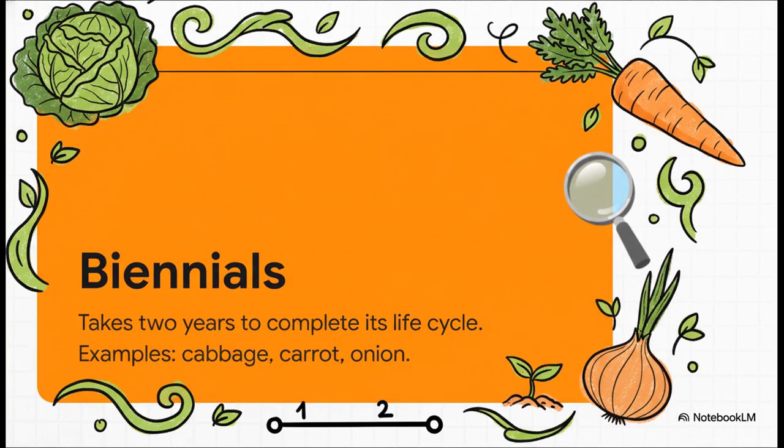Then you've got the biennials. These guys take a bit more of a patient approach. They play the long game over 2 years. The first year is all about growing, storing up energy in their leaves and roots. Then, in year 2, they finally use that energy to flower and produce seeds. A lot of our common vegetables, like carrots and onions, are actually biennials.